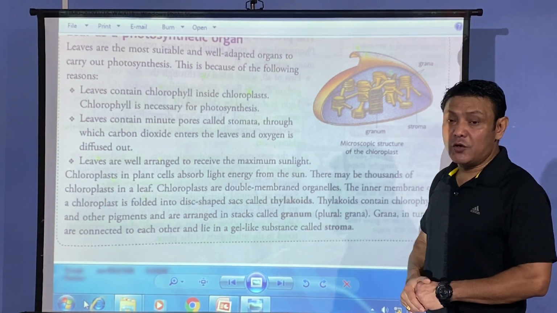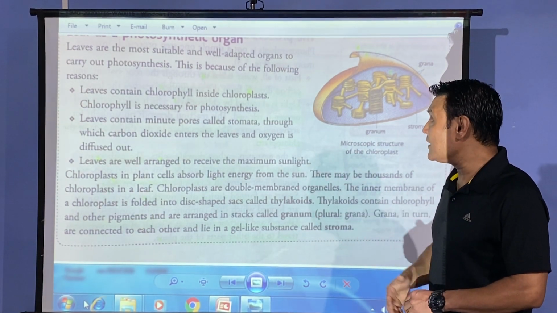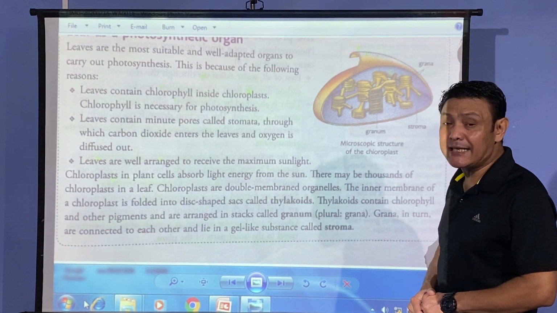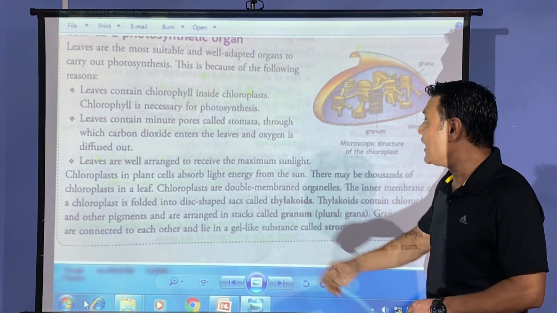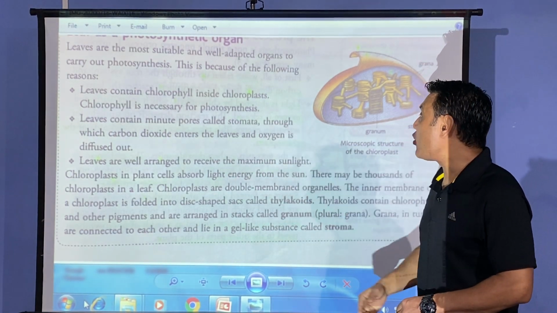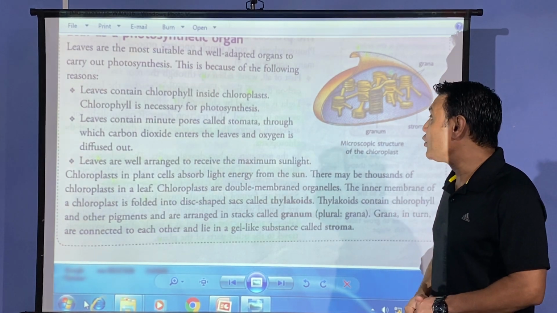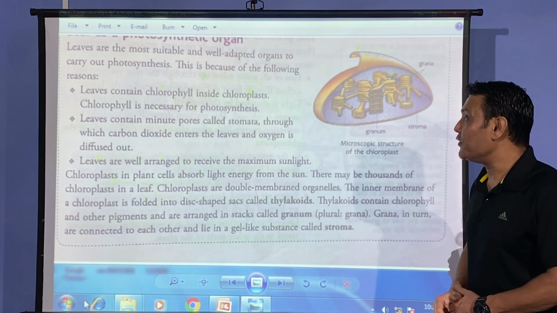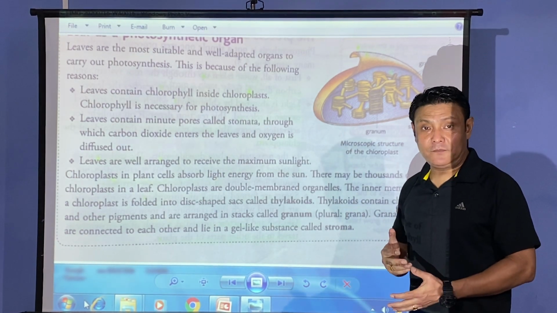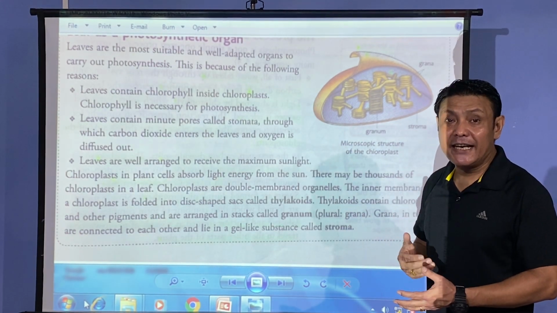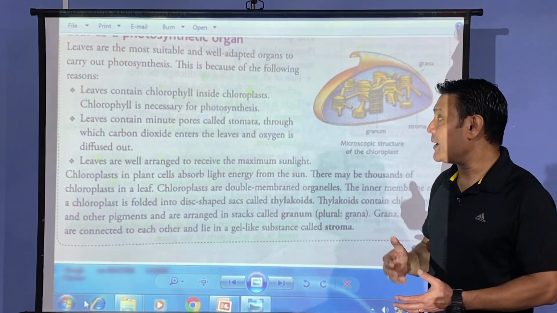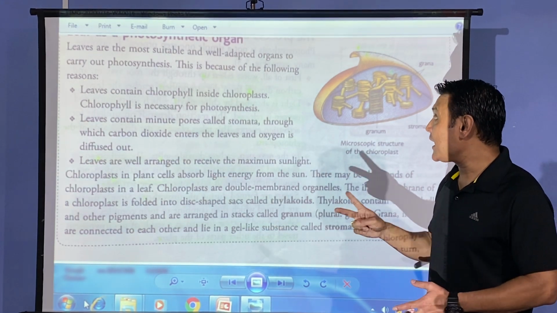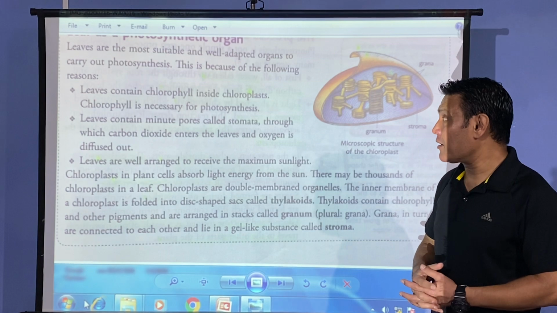Another reason why leaves are the most suitable and well adapted organs for photosynthesis is that leaves contain minute pores called stomata through which carbon dioxide enters the leaves and oxygen is diffused out. So the exchange of gases in the leaves takes place through the stomata. So that is why there are two reasons. Once more we will talk about it.